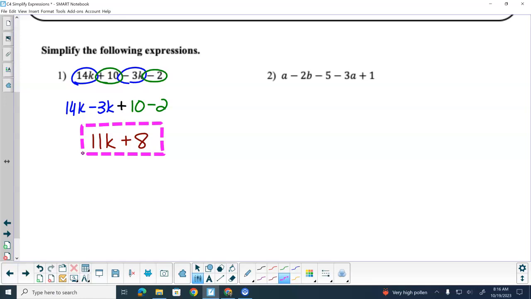In number 2, give me a set of like terms. A and negative 3A, there it is. Give me another set of like terms. Negative 5 and positive 1.